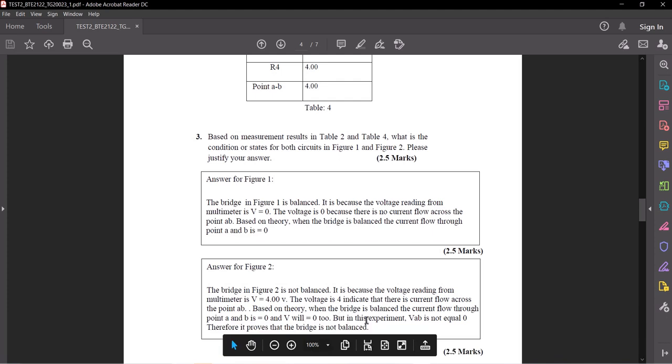But in this experiment, for figure 2, the voltage across AB is not equal to 0. Therefore, it proves the bridge is not balanced.